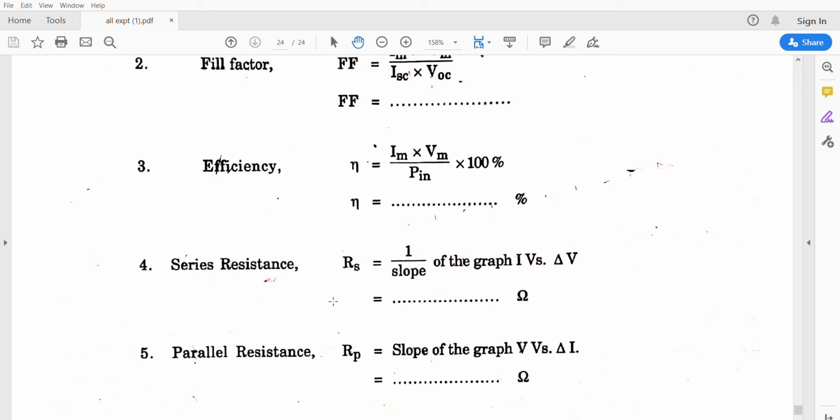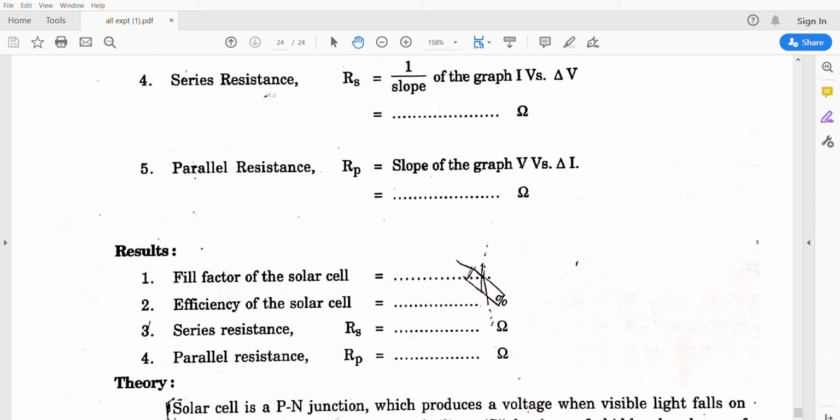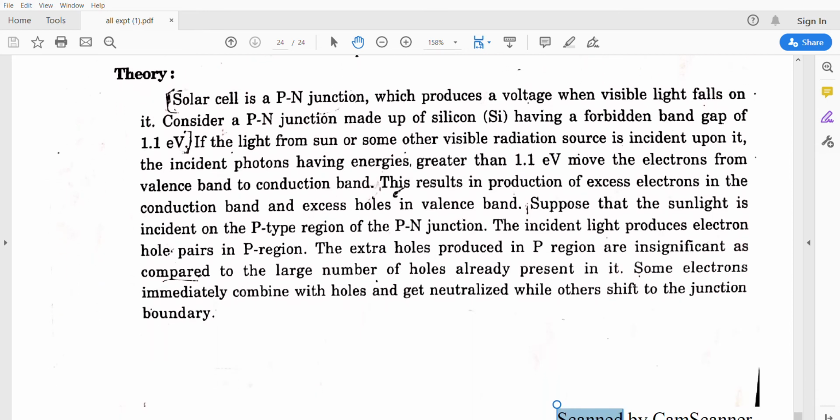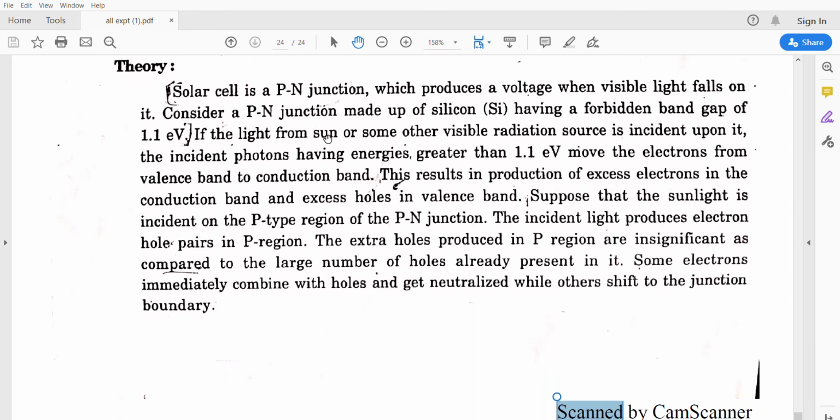So the series resistance and the parallel resistance can be calculated from the graph, that is I versus delta V and V versus delta I. From these, Rs and Rp can also be calculated. These are the results we need: the fill factor of the solar cell, the efficiency of the solar cell, and also the series resistance and the parallel resistance. Before that, as I already told, this theory has to be understood.